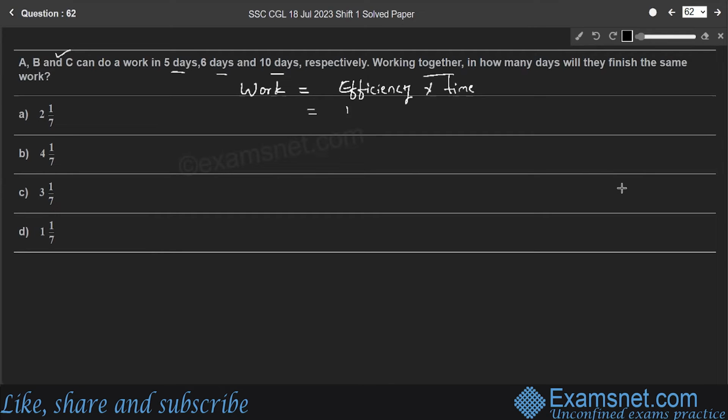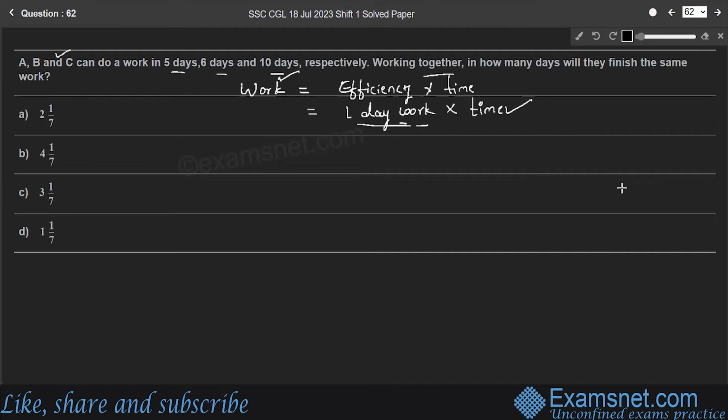Here efficiency is nothing but 1 day work. In this particular case, 1 day work of a person is nothing but his efficiency. Right? So into time gives his total work. Therefore, 1 day work of a person is nothing but his total work to be completed divided by the number of days he is taking.